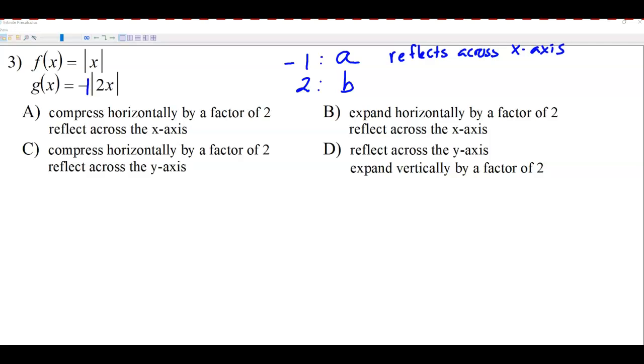Michael, what did your group say about the 2? It's a horizontal compression. All right, and so from there, I shall ask Edwin, what's the answer then? A compresses horizontally by a factor of 2 and reflects across the x-axis. I agree.